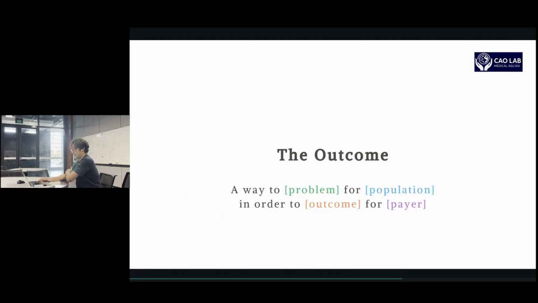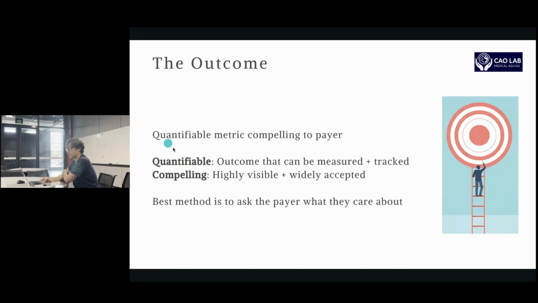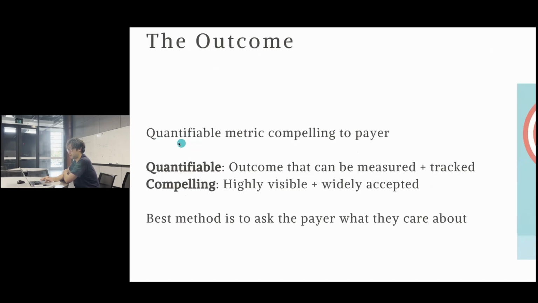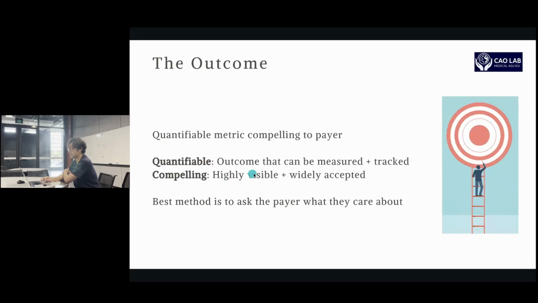Okay, so let's talk about the outcome. The outcome, like I said before, is a quantifiable metric that is compelling to the payer, right? Quantifiable means that it is an outcome that can be measured and tracked, okay? If you take a look at all these KPIs from hospitals, they're all numerical, right? They all can be easily tracked. It's not going to take them years to put the data together to track it, right? It's something that they've already embedded heavily into the system.